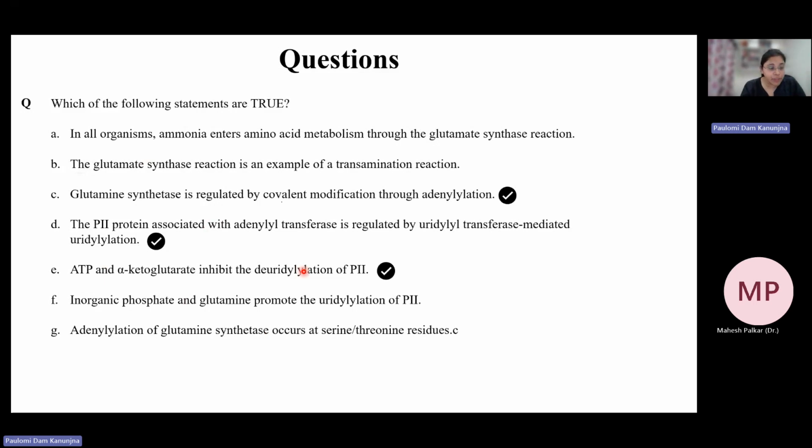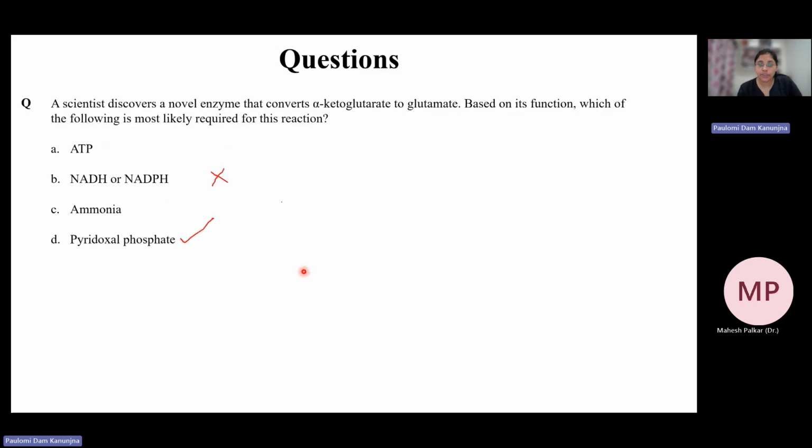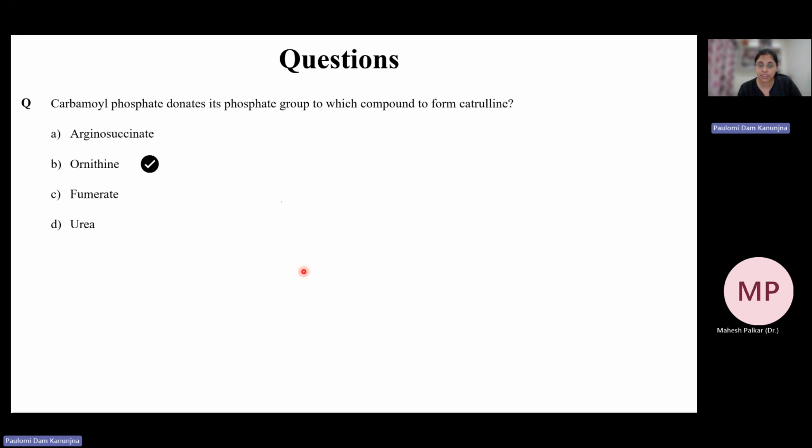Next one says glutamine synthesis is regulated by covalent modification. We have established this. The P2 protein associated with adenylyl transfer is regulated by uridyl transferase. We have established this. ATP and alpha ketoglutarate inhibit deuridylation, which is basically removal of UMP. And when you look into the regulation, that also we have discussed.